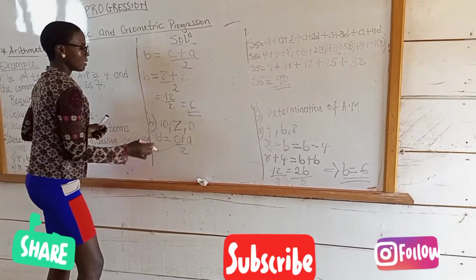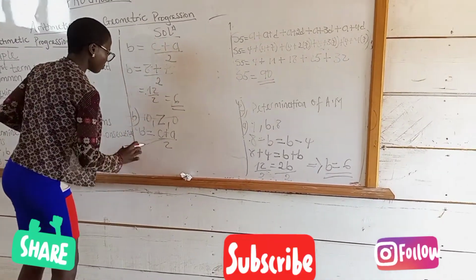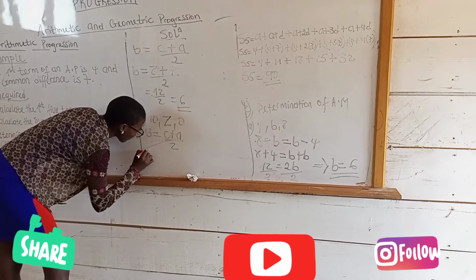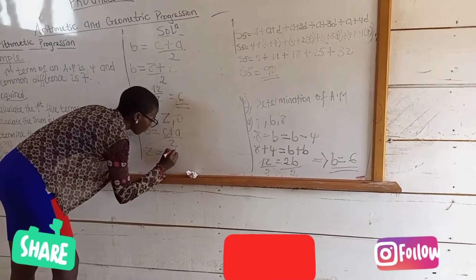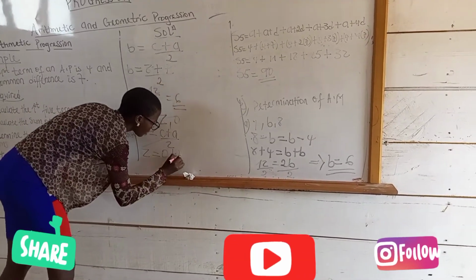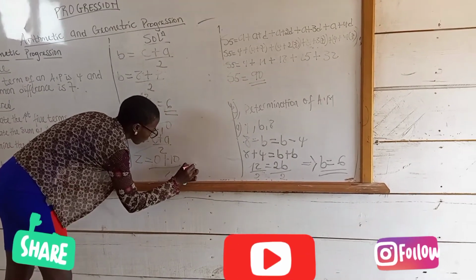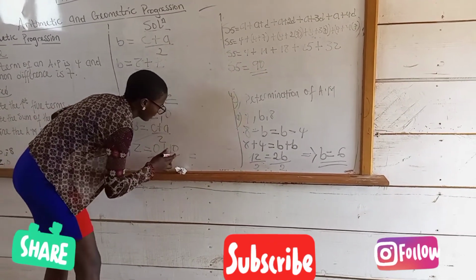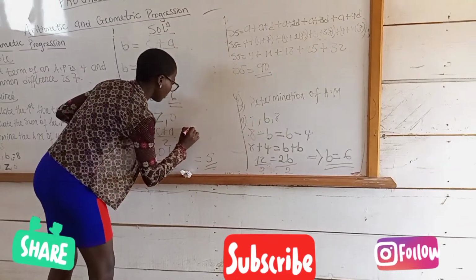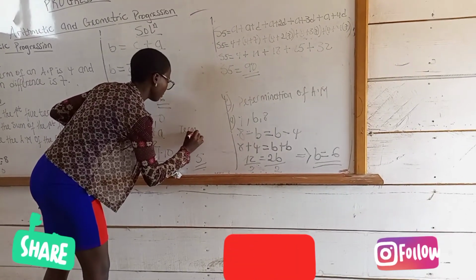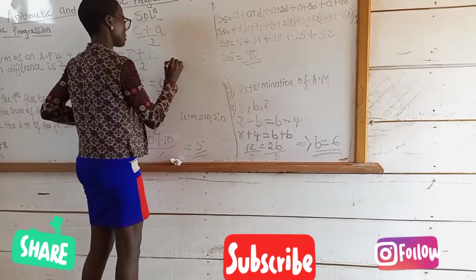Our B here, this B represents the Z. That means that Z now will replace this B. So Z is equal to C, which is 0, plus 10, all over 2, which will be equal to 0 plus 10, 10 divided by 2, 5. That shows that our terms will be 10, 5, and 0.